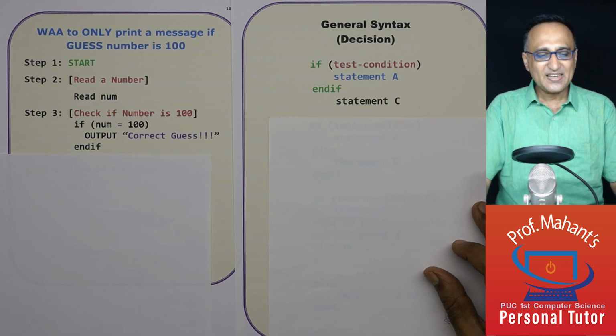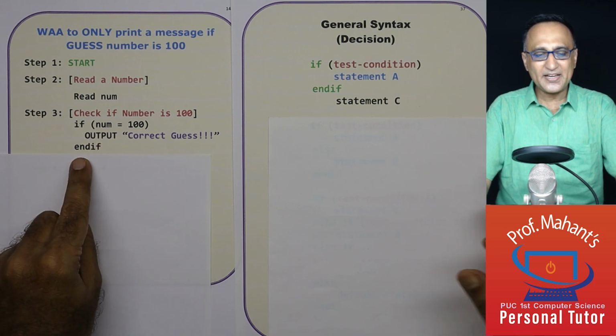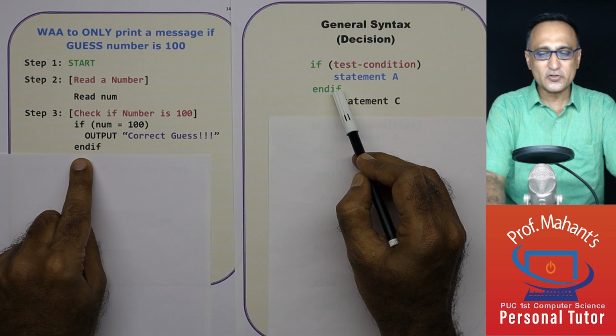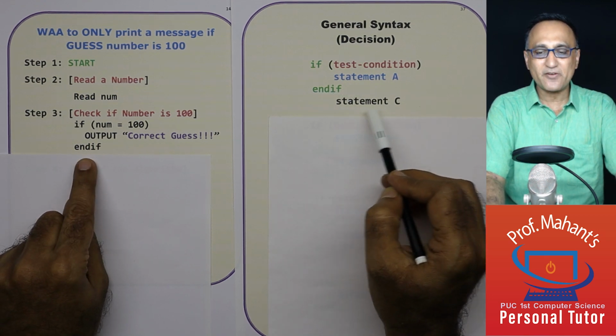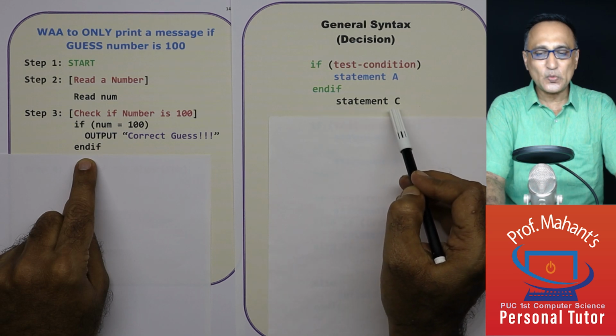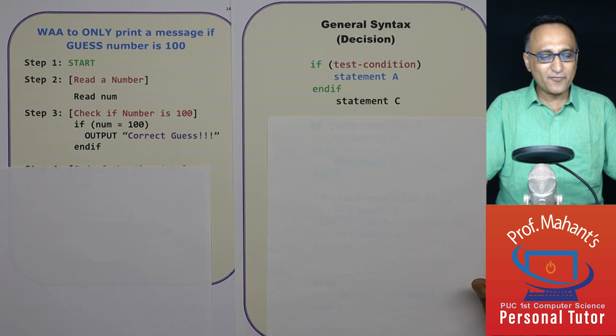Once this statement is done, I have done checking the number. So the end if is as it is. So you can see end if is also here. If there was any instruction after end if, that also would have been executed and that is referred to as instruction C or statement C. Step number 4, end of the algorithm and exit.